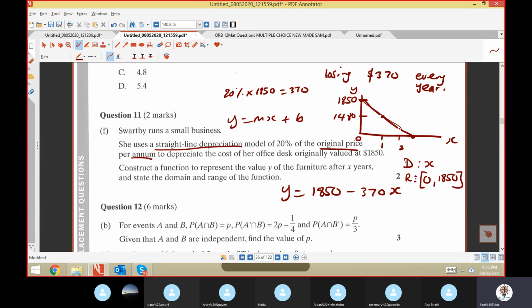We're all okay with that? That's my y value, or y is between 1850 and 0. It can be 0, so it can become nothing. When does it become nothing? 0 equals 1850 minus 370x. Solve for x. It should be 5. Yep, x should equal 5. So your domain is not, I was going to write x is greater than 0, and then I paused. X is between 0 and 5 only.